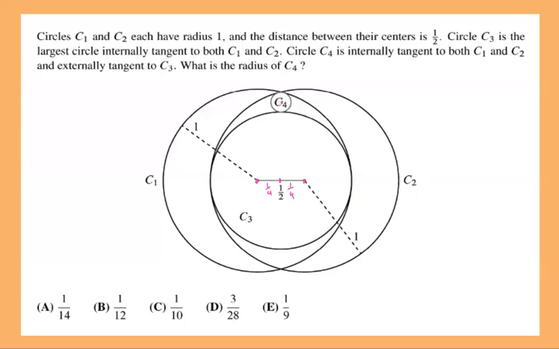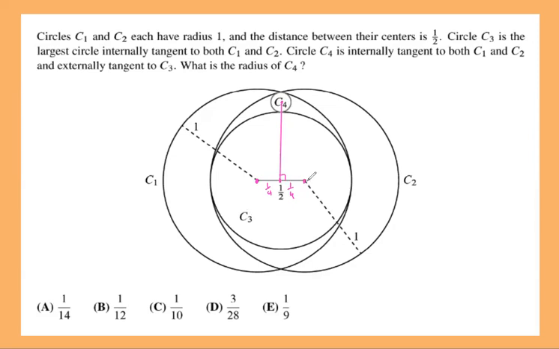So let's connect the center of C4 to the center of C3. Since they are tangent at this point, when you connect the centers, it will make a straight line going through that tangent point. Also, this angle right here has to be 90 degrees. That is another thing we have. And what we also need to know is the radius of C3, which we don't know yet.